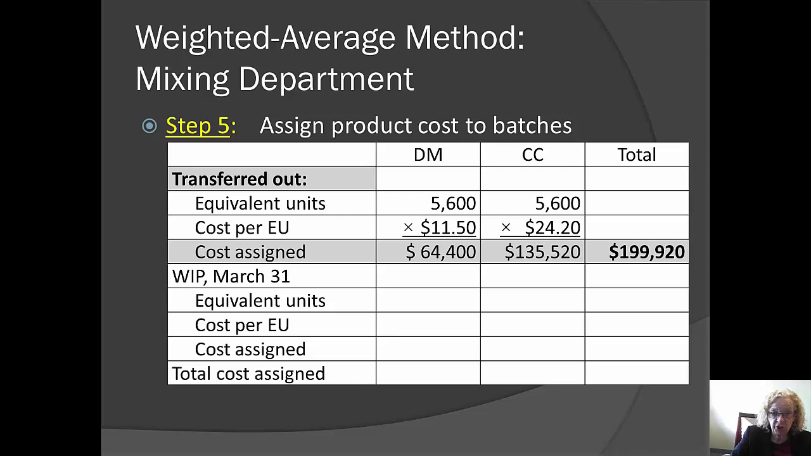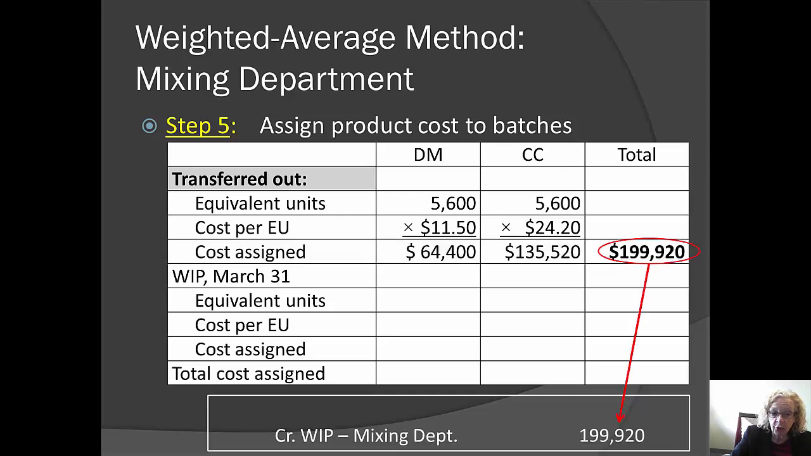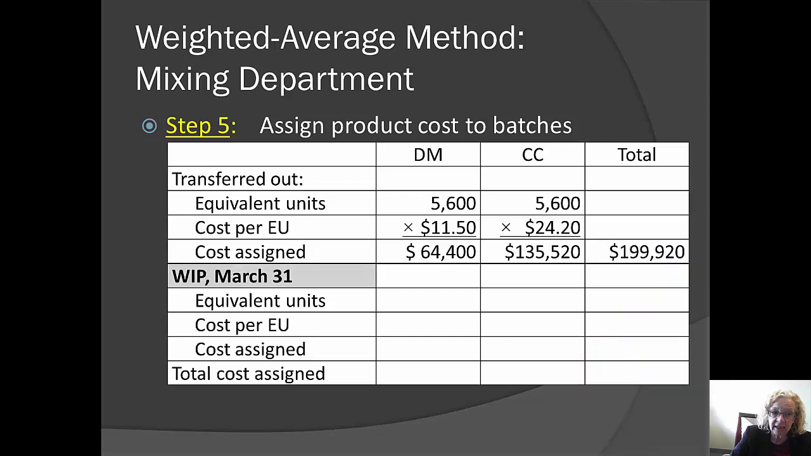The journal entry to record this transfer would be a credit decrease to the work in process in the mixing department and a debit increase to the work in process in the packaging department. Now, what about the units that didn't get finished?